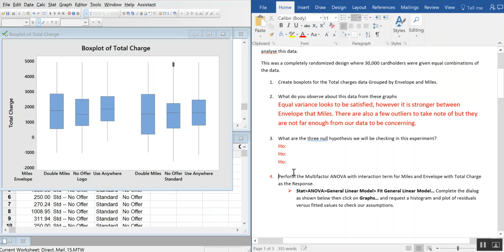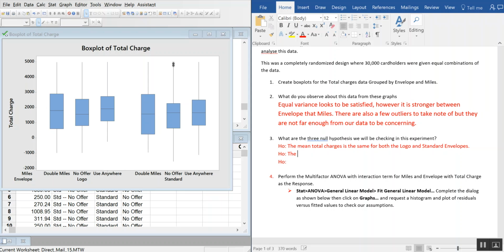Okay, so the first thing to note is I have a hypothesis for every single factor and then the interaction factor. So my first hypothesis is going to be that the mean total charges is the same for both the logo and standard envelopes. AKA envelope has no effect.